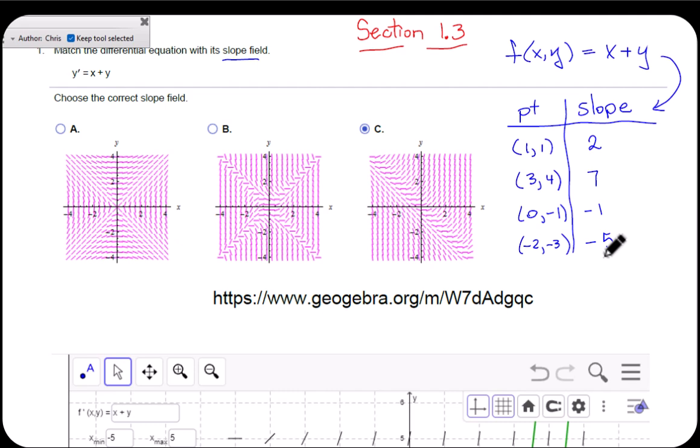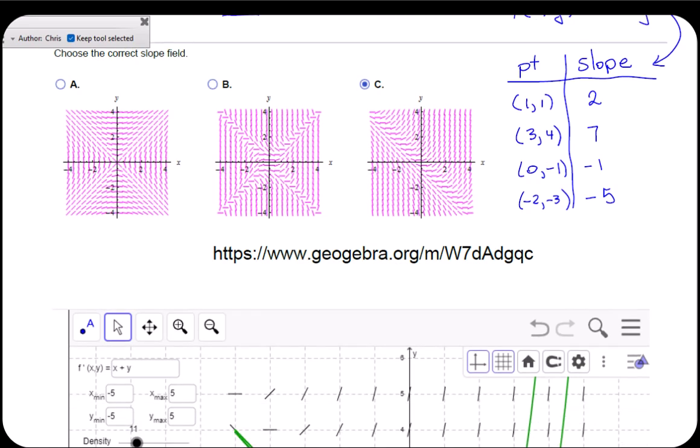We need a tool to be able to generate a slope field. And if you look on the internet, there's probably a lot of different versions. The one I found that I kind of liked was this one that's here in the notes. And so let's take a look at that.